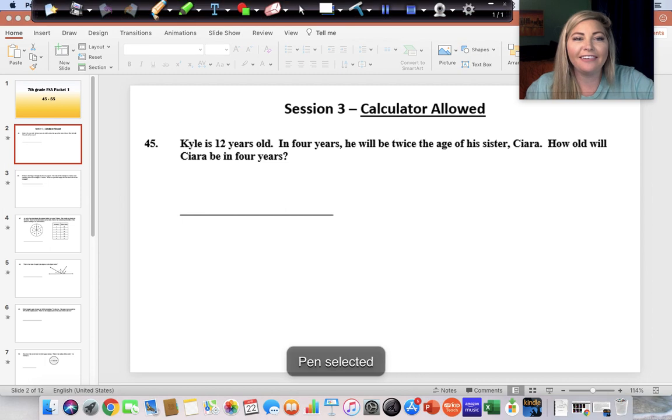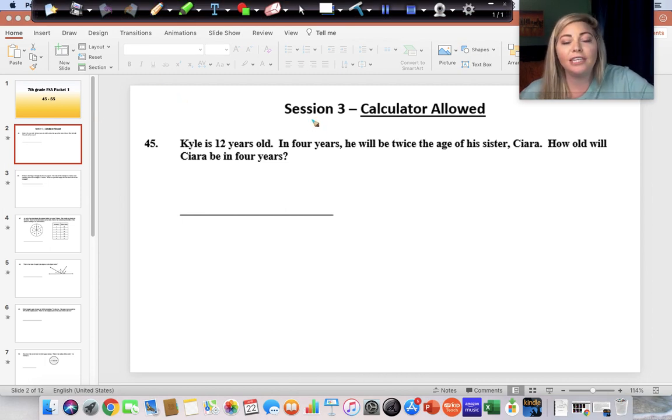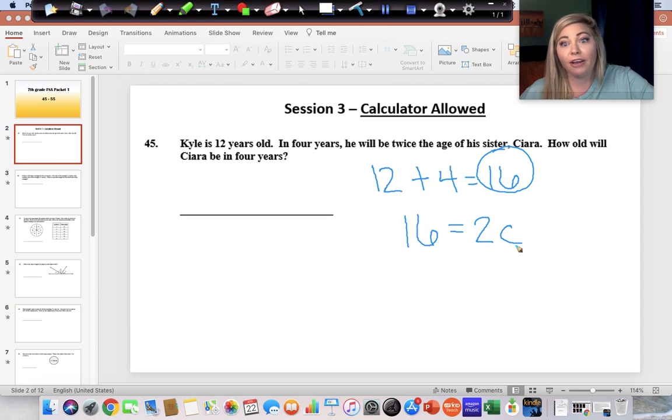All right, Kyle is 12 years old. In 4 years, he will be twice the age of his sister, Sierra. How old will Sierra be in 4 years? Well, if Kyle is 12, in 4 years, he will be 16 years old. And this age is twice his sister's age. So 16 equals 2 times C for Sierra.